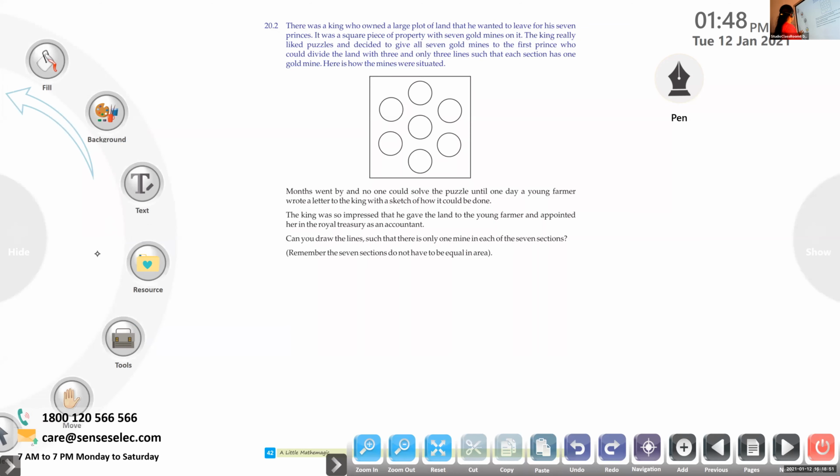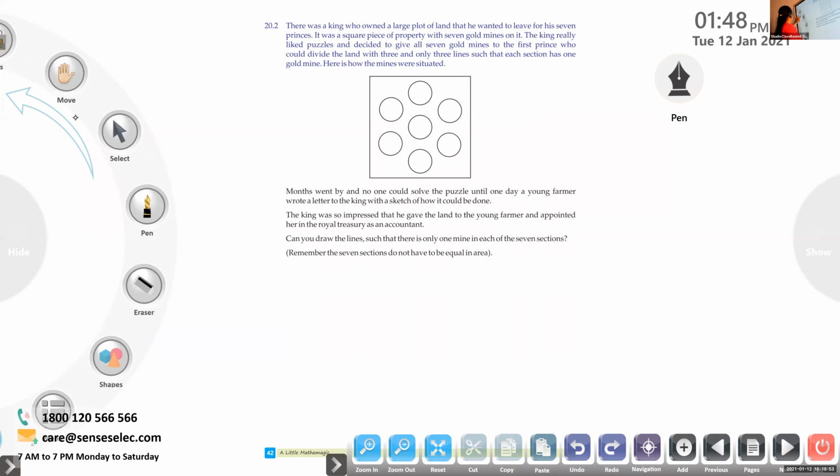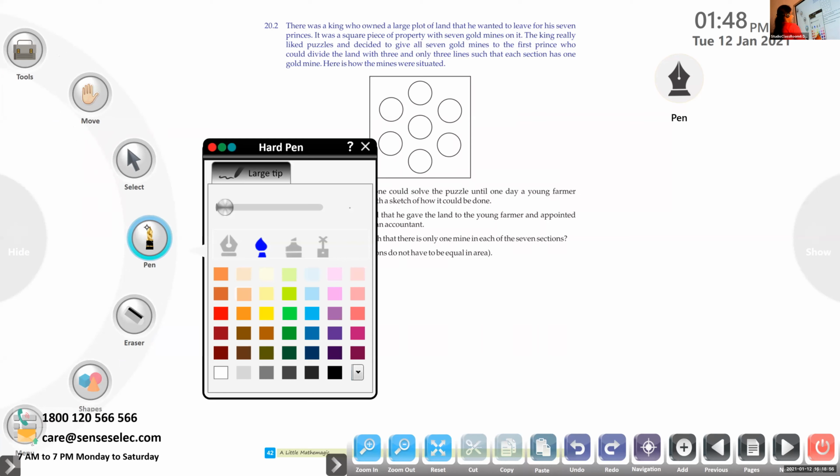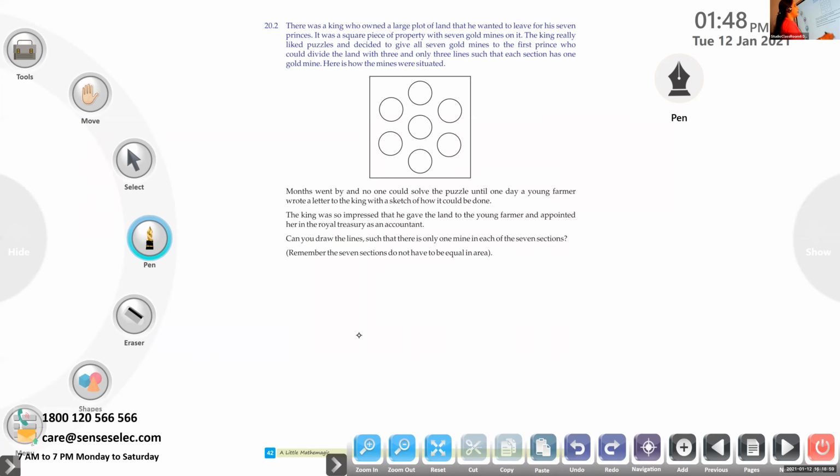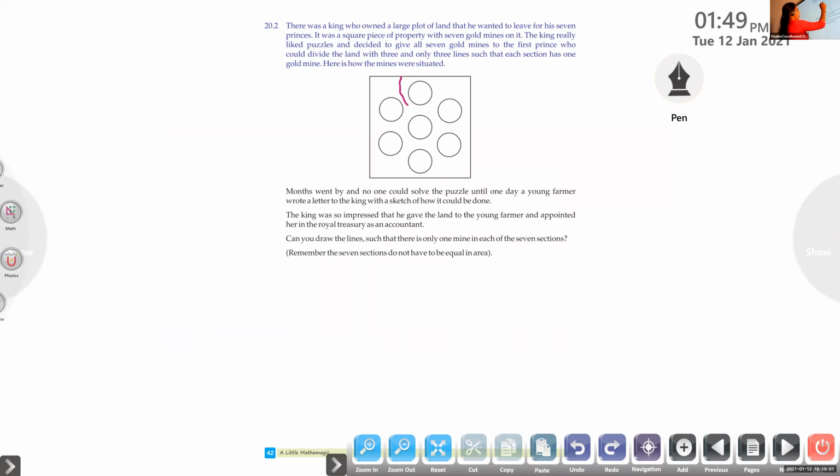Okay. So, this question, what John has showed is the correct answer. He has showed the correct one. Curved line like this. Like this. Clear? Okay. So, three lines. Three lines you have to divide like this. Isn't it, John? Show the answers to everyone.